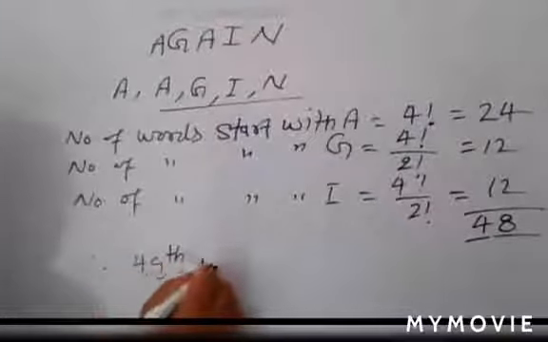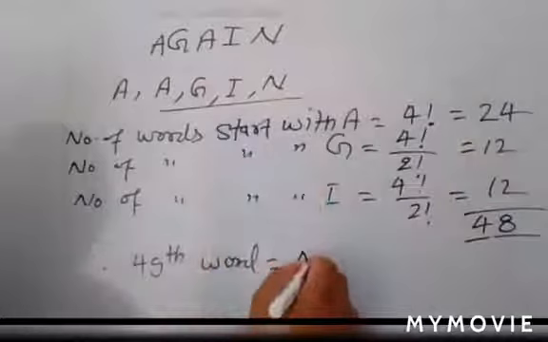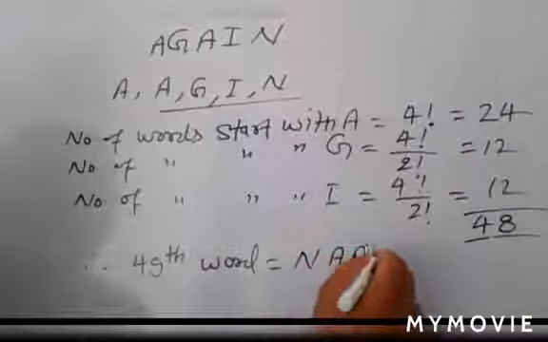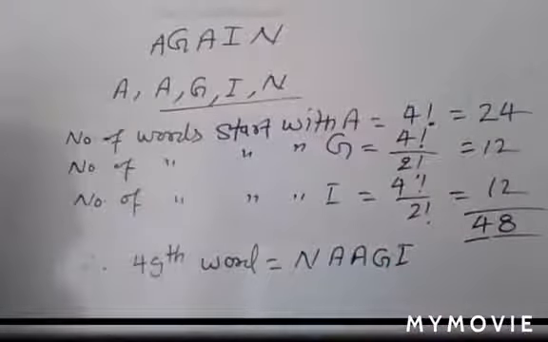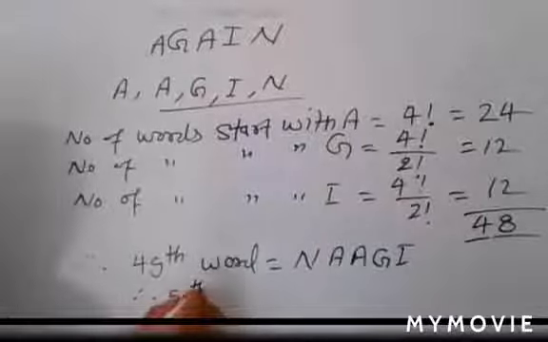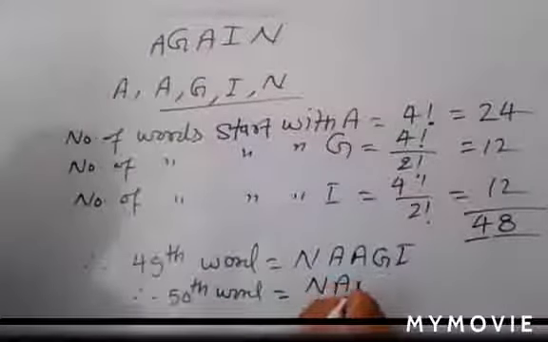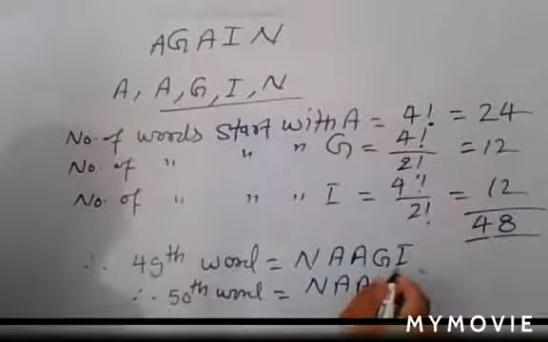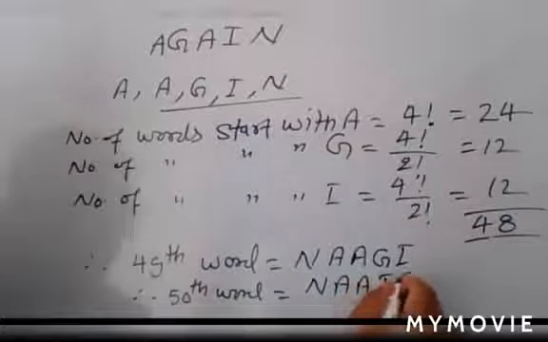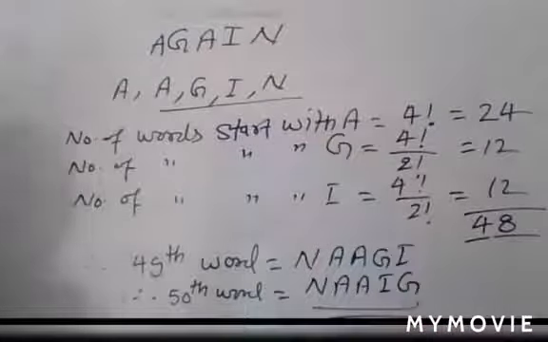The 49th word, which starts with N, is N-A-A-G-I. You can write it in alphabetical order. So hence, what is your 50th word? You can write N-A-A, and the last 2 letters are interchanged: here you have I and on this side you have G. So that is your 50th word.